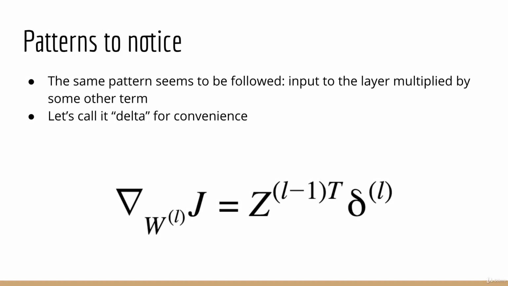And in fact, if you look a little more closely, it seems we always follow the same pattern. For a general W at layer L, its gradient is the input data matrix into that layer multiplied by some other term. Let's just call it delta for convenience.